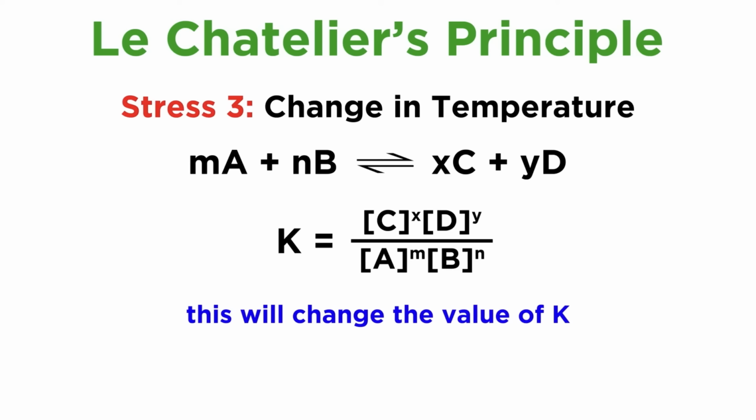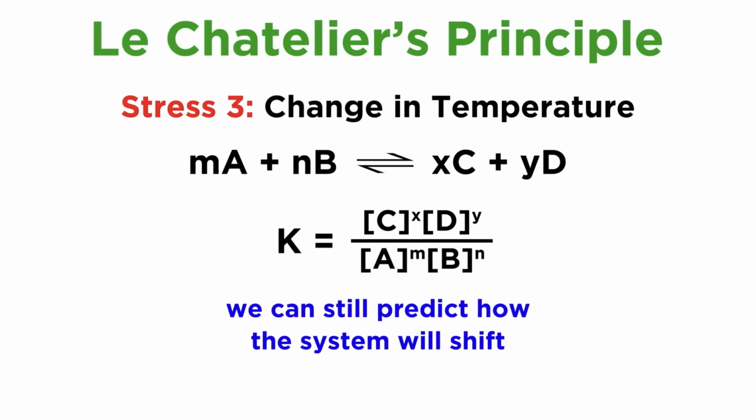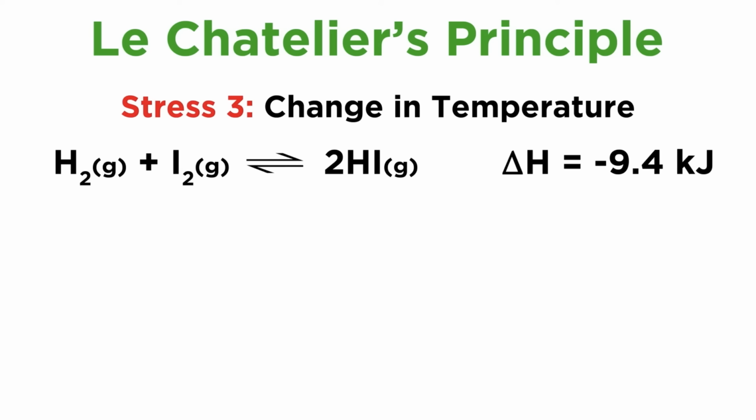The third stress that can be placed on a system is a change in temperature. Unlike concentration and pressure, changing the temperature will actually change the value of the equilibrium constant. But even so, we can qualitatively predict the direction the equilibrium will shift when the temperature increases or decreases. The key is to look at the change in enthalpy of the reaction. Let's examine this reaction here, which has a delta H listed. We can see that the delta H is negative, which makes this an exothermic reaction, meaning that heat is released.